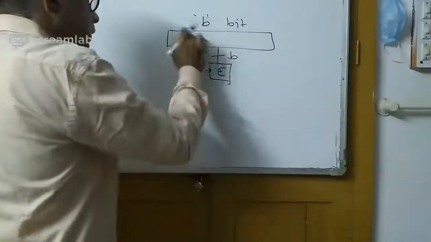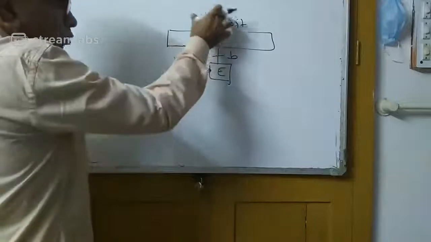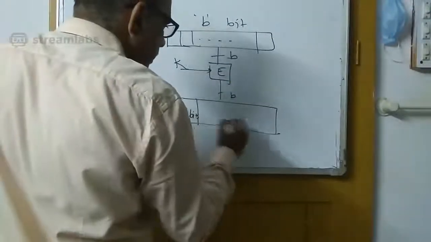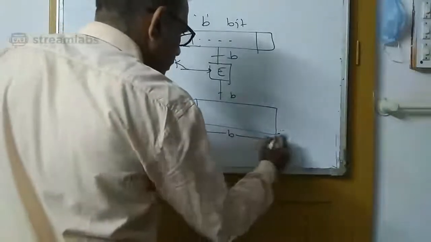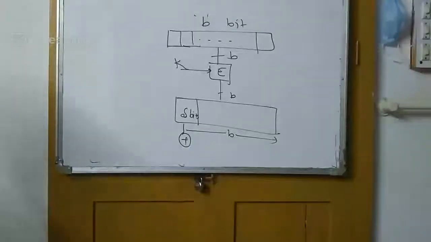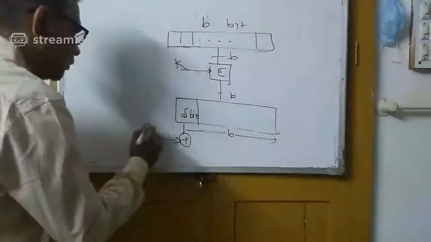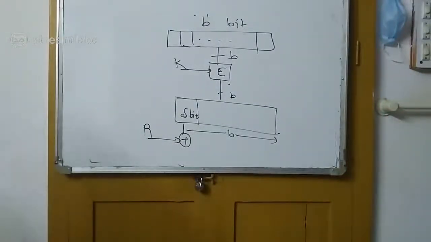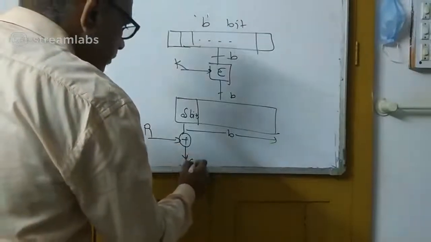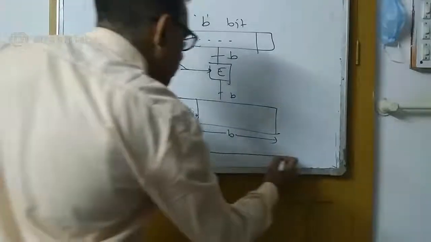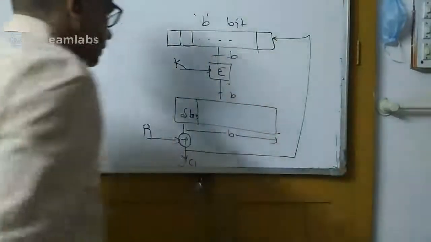One thing you keep in mind. Sorry, I said S here, but actually the complete B bit size will be XORed with your plain text P1. Then the outcome generated is C1, and the output of this also acts as a feedback.